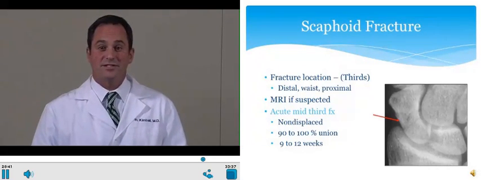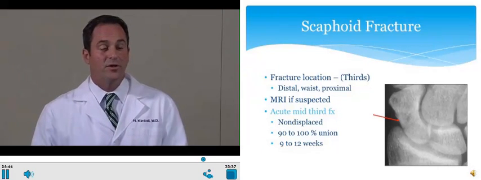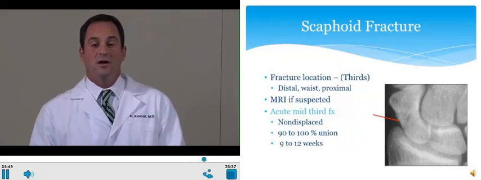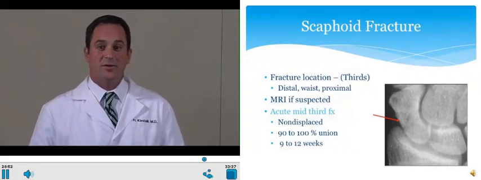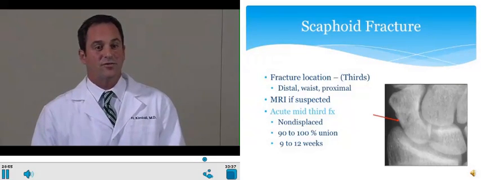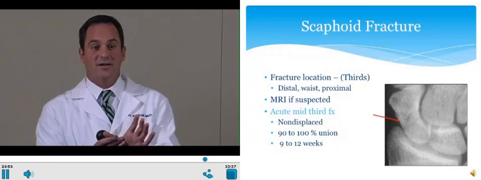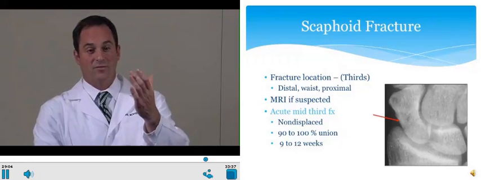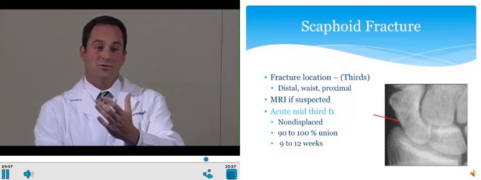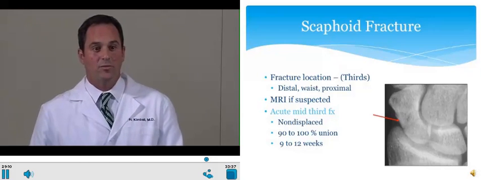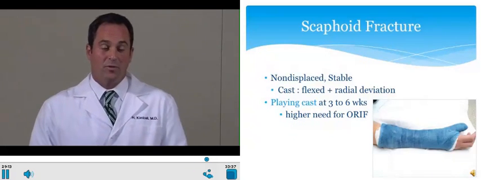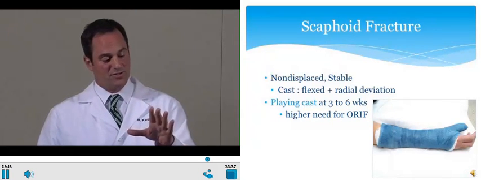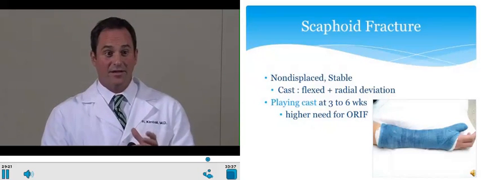If we do see a fracture in the middle part of the bone, or the middle third, with non-displaced fractures, there's a pretty good rate of 90 to 100% union. But that does take some time, and it typically requires 3 months of casting. The cast for these type of fractures is typically a thumb spica cast that immobilizes the thumb and goes up to the elbow level. Some surgeons or orthopedists would prefer to have it go across the elbow. When we do cast these patients, we try to maintain them in a little bit of wrist flexion and radial deviation to take some stress off of the healing bone.